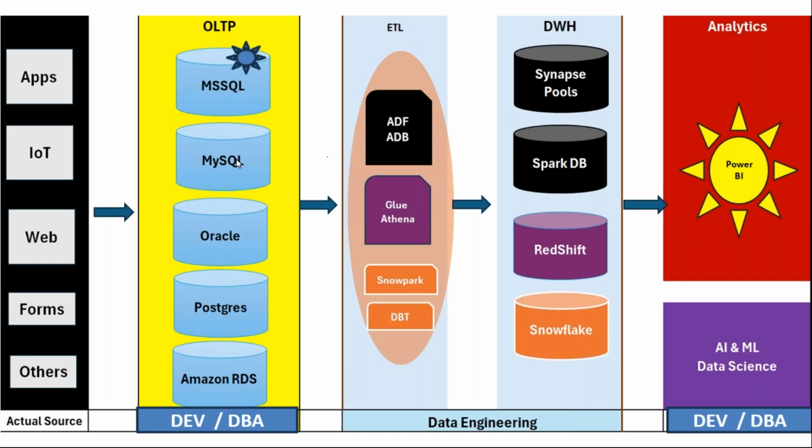MySQL used to be a separate company earlier. A couple of years back, it was bought by Oracle. MySQL is now with Oracle. Oracle has its own product called Oracle. Postgres is another product. Amazon, AWS, Amazon Web Services, has RDS. So different companies sell different OLTP database systems.